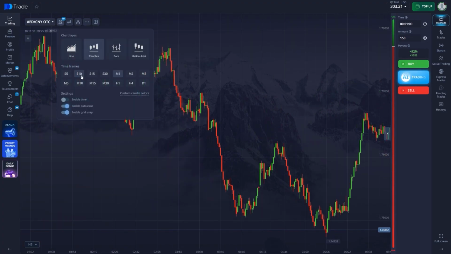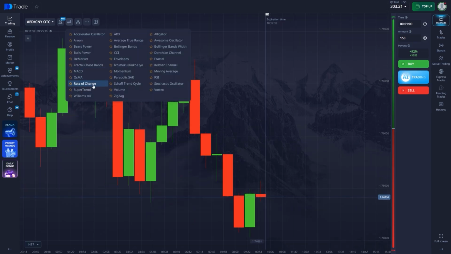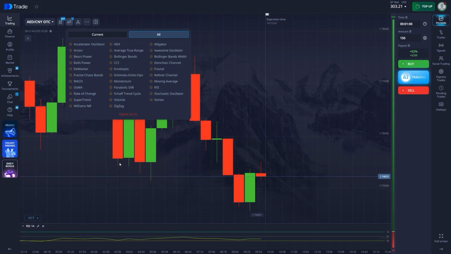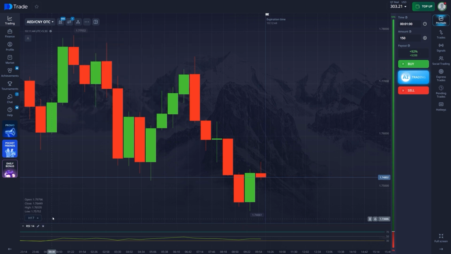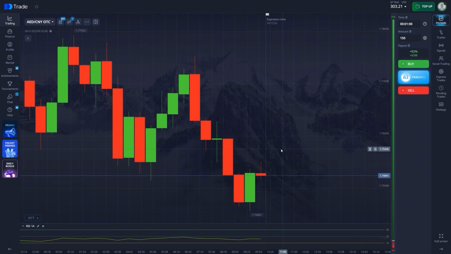AED/CNYOTC looks interesting for our next trade. I am again marking the main support and resistance levels before entering. For this setup, I will also use the RSI indicator as additional confirmation. Those who have not watched my complete RSI strategy video should watch it after this session because I explain the settings and entry rules in detail there.